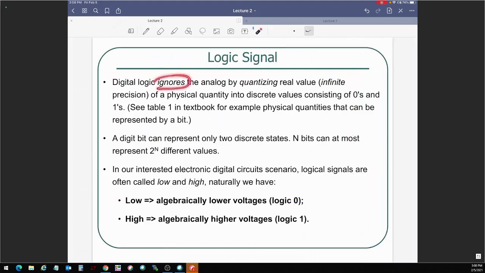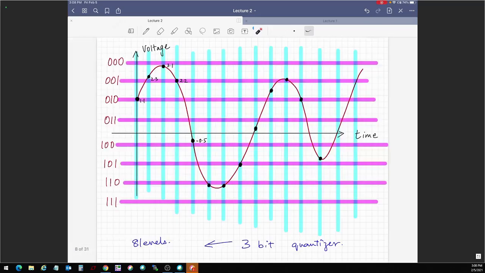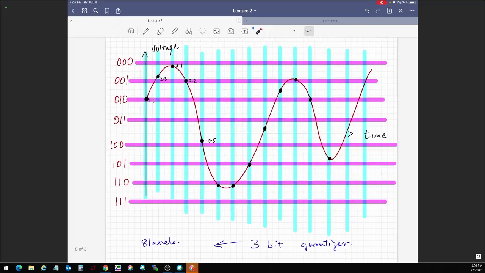We are ignoring the quantization of the real value. All we are doing is looking at this bunch of zeros and ones and then constructing circuits that can manipulate those zeros and ones.